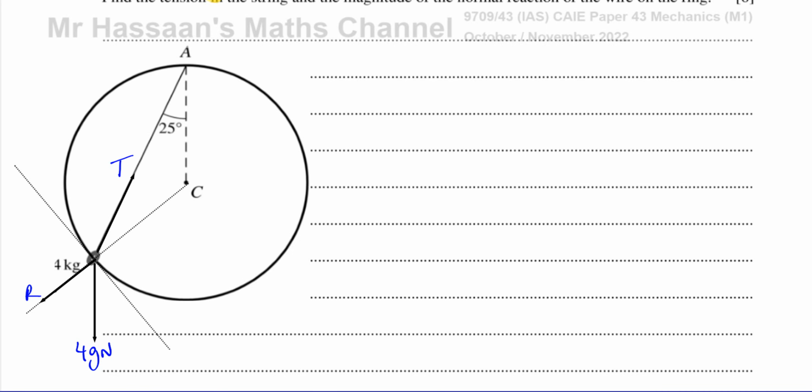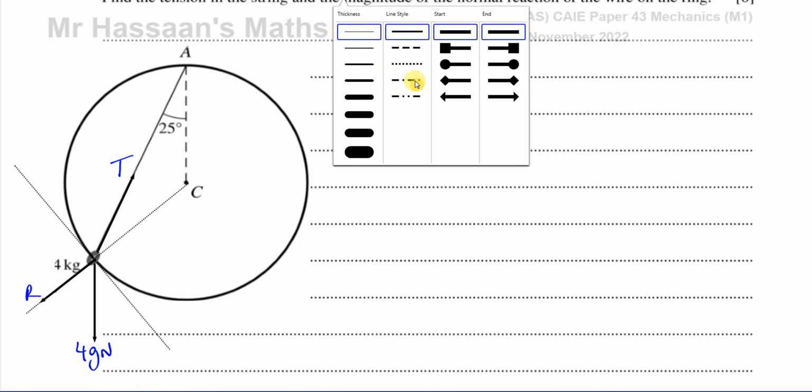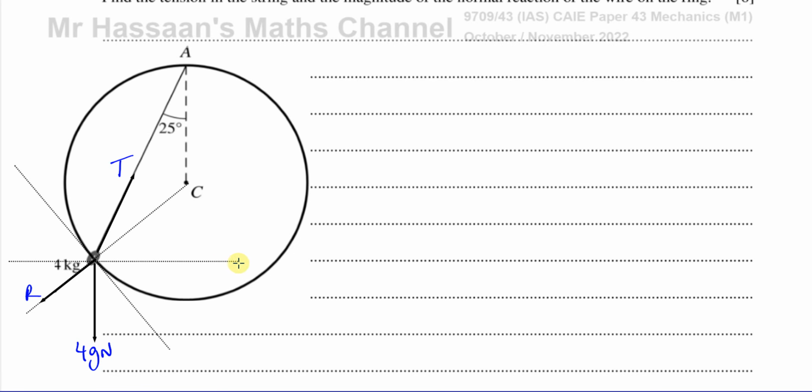But what I'm going to do first is show you the way that most students would tackle this. It's going to be more complicated, but I'll show you that way first, just because most students would think about doing it this way. So I'm going to think about horizontal and vertical components of forces. I'm going to draw a line horizontally through the ring, and vertically through the ring, so that I can work out the angles I need. Now, first thing, I want to resolve horizontally.